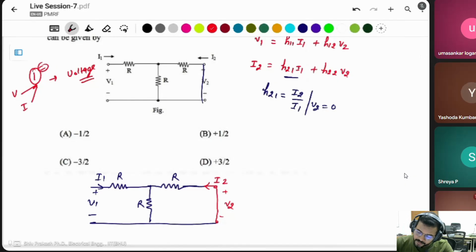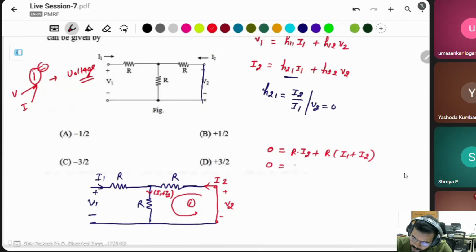Okay. For the H21, we simply apply the KVL in this loop. What is this current? Simply adding up both currents, I1 plus I2. Then apply KVL. V2 is equal to 0. Then 0 is equal to R into I2 plus R into I1 plus I2, so this will be R into I1 plus 2R into I2.